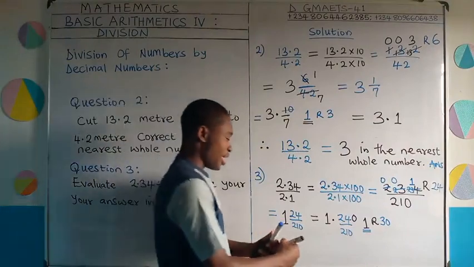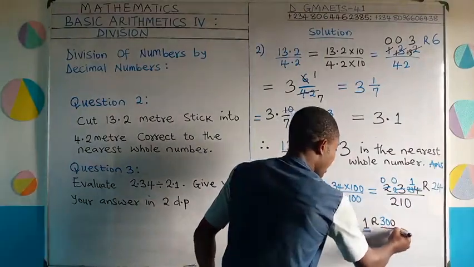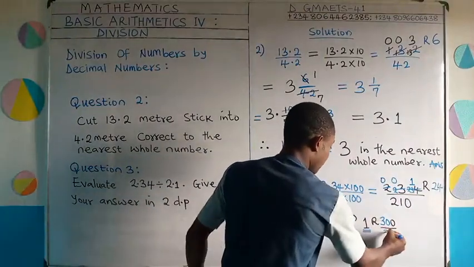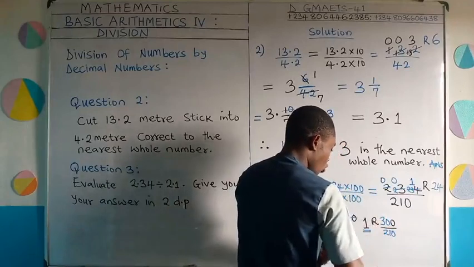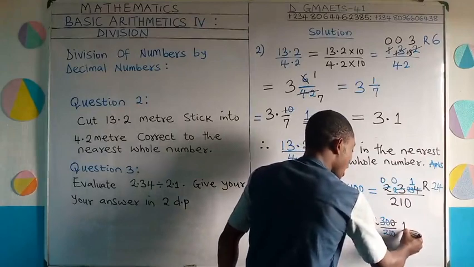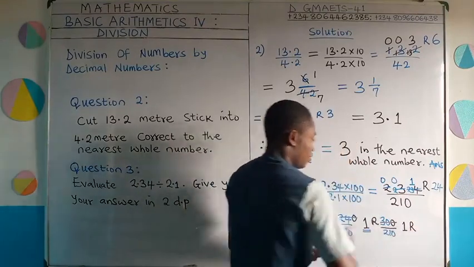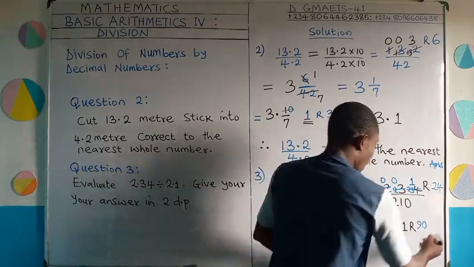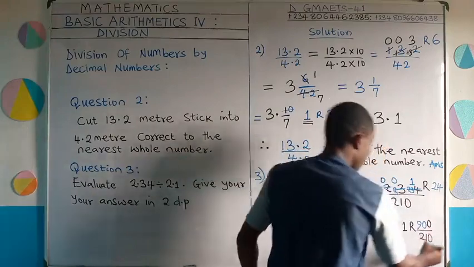What do I do to that remainder 30? I'm going to attach 0 to it and then divide it again by 210. 300 divided by 210, and again, it's going to give us one whole time. We are going to get remainder 90. I will attach 0 to this and then divide it by 210 again.